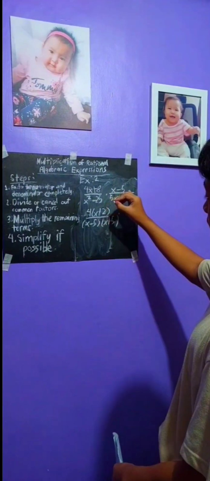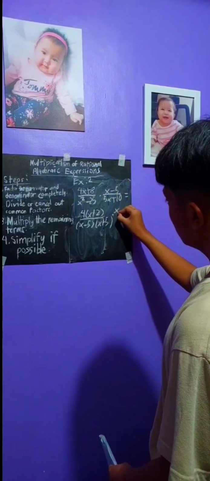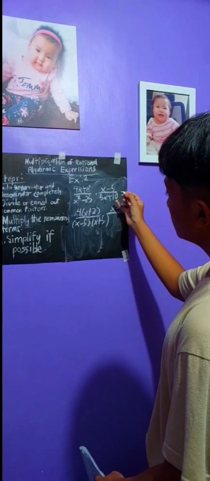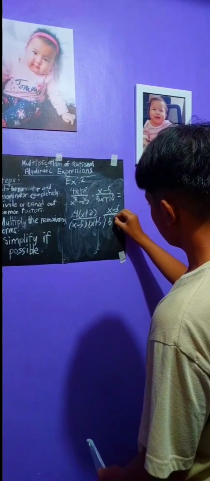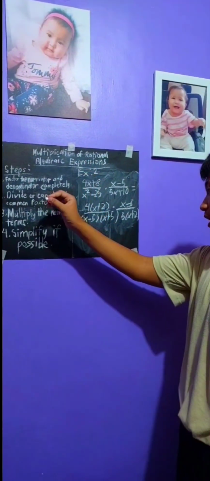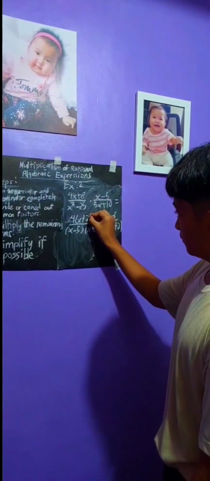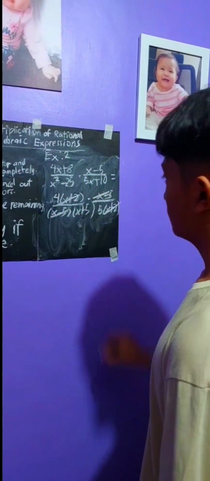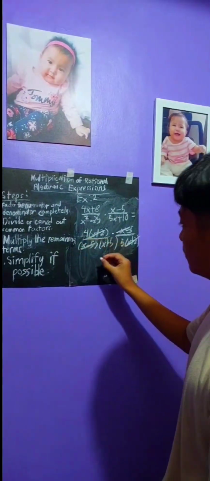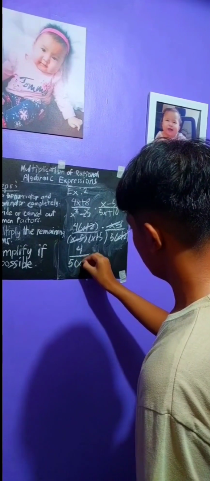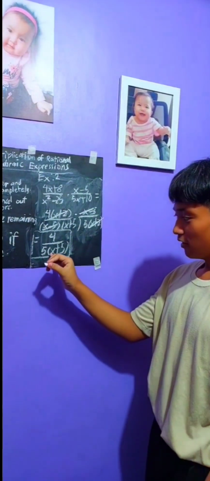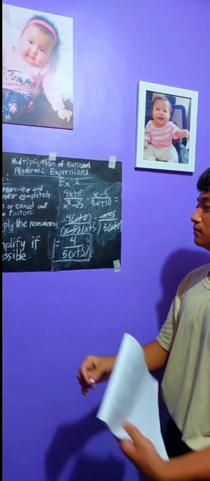In here, x minus 5, we just copy this. And 5x plus 10, we can factor this using the common monomial factoring. After that, we're going to cancel out the common factors. After that, we multiply the remaining terms or simply copy na lang po. That's our final answer for example number 2.